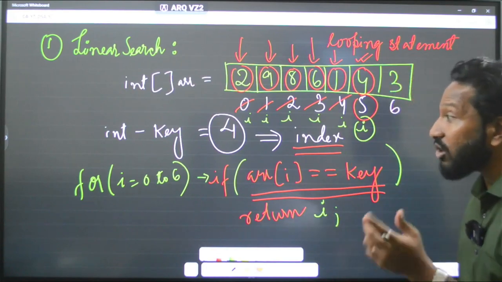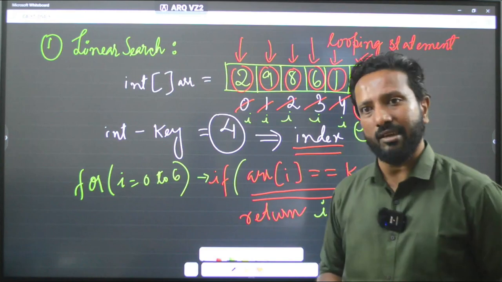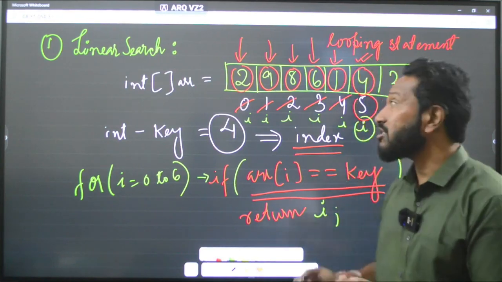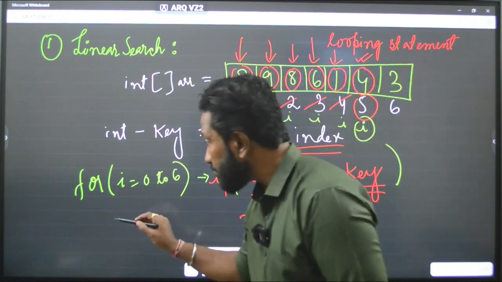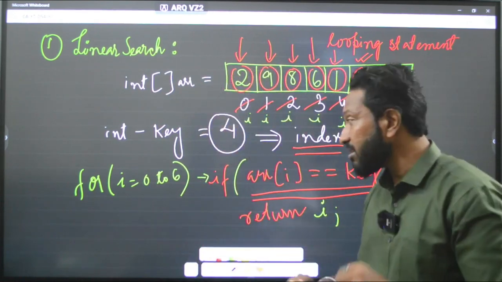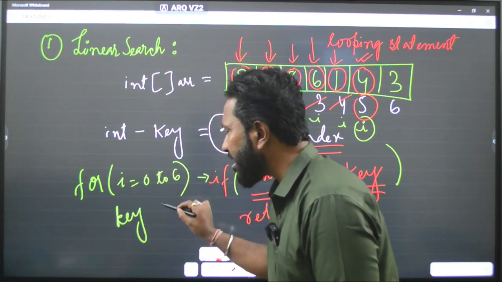Now the point is, what if I have some key which is not available in the array? There might be some key which is not available in the array, right? In that case, what do you do? So suppose, excuse me, I have a key which is say 22.